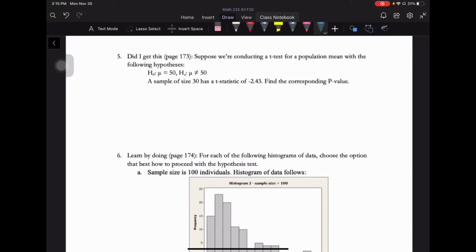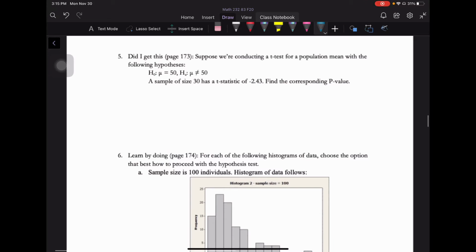On the Did I Get This from page 173, suppose we're conducting a t-test for a population mean with the following hypothesis. And we have a sample size of 30 and a test statistic of negative 2.43. What is the corresponding p-value? Well, we need to go into StatCrunch and use the t-distribution calculator to determine what the p-value is. Now, one thing to note is that this is a two-sided test, which means I can reject low or I can reject high. So whatever value we get for one side, we need to double to make it for our two-sided alternative.